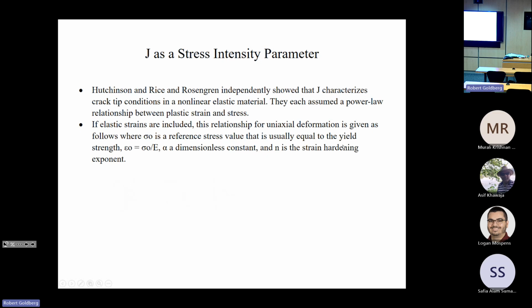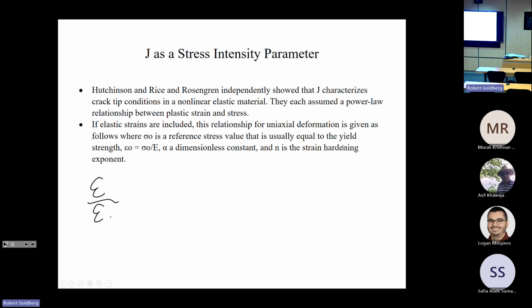Now, one other way we're going to look at things is we're going to look at J as a stress intensity parameter. Hutchinson and Rice and Rosengren independently showed that J characterizes crack tip conditions in a nonlinear elastic material. And they assumed a power law relationship between plastic strain and stress. So the equation they used is a real simple equation.